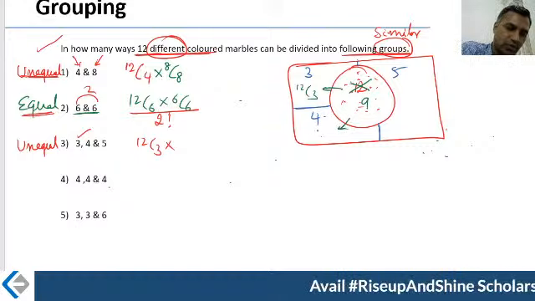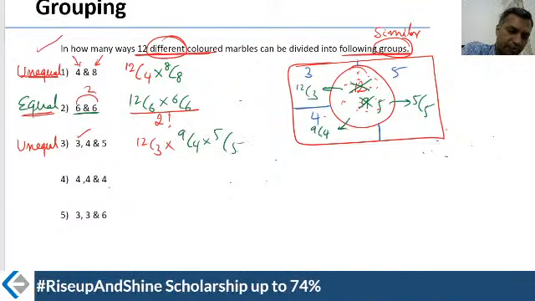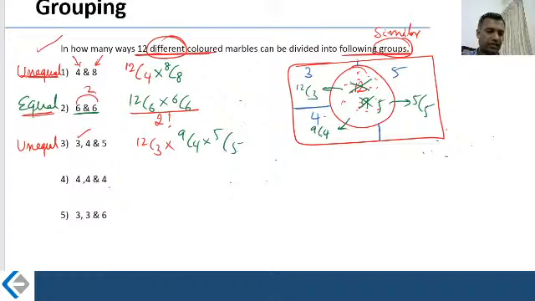So then what do you write here? 9C4. You are choosing 4 out of them. How many are left here? 5. So what do you write here? 5C5. That's what you write. 12C3 into 9C4 into 5C5. That forms the answer there.